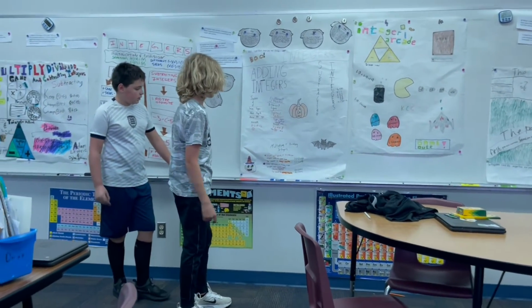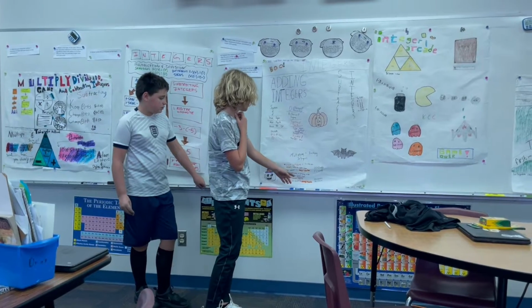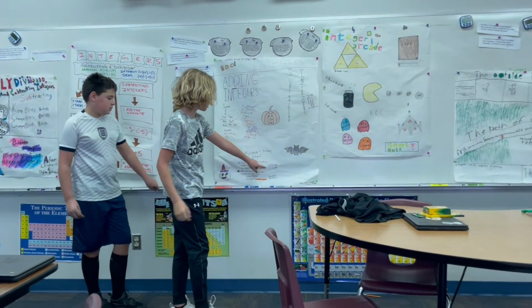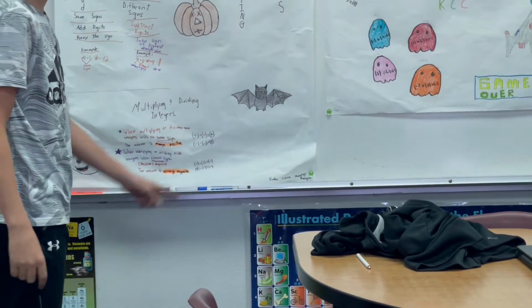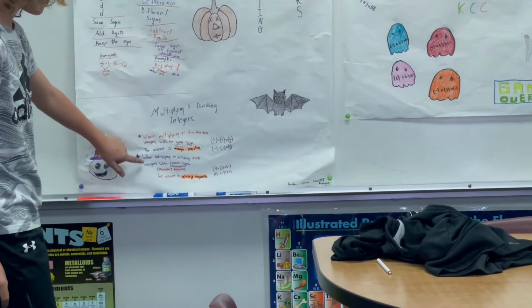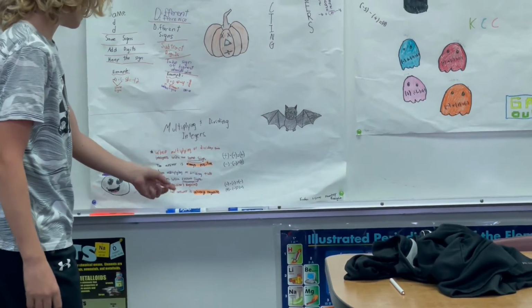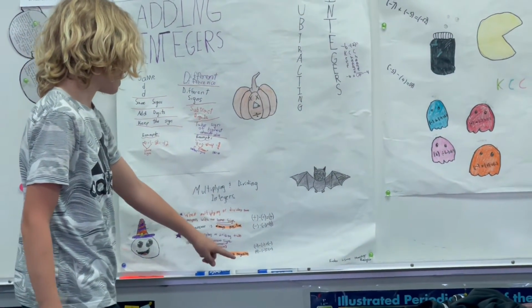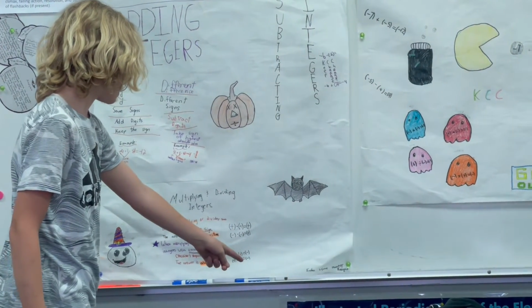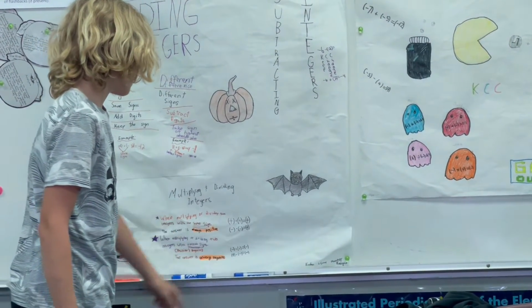When multiplying or dividing two integers with the same sign, the answer is always positive. So over here it's positive times positive equals positive, negative times negative equals positive. And then when multiplying or dividing two integers with different signs, positive and negative, the answer is always negative. So negative times positive equals negative, and positive times negative equals negative.